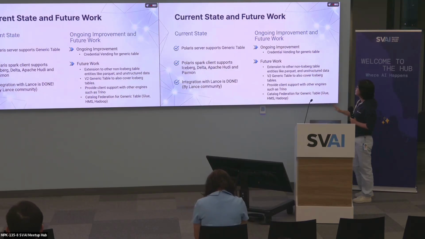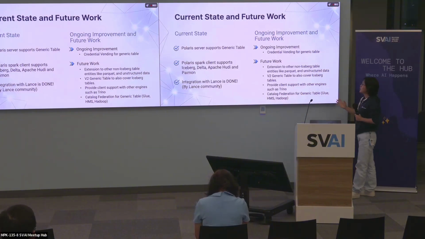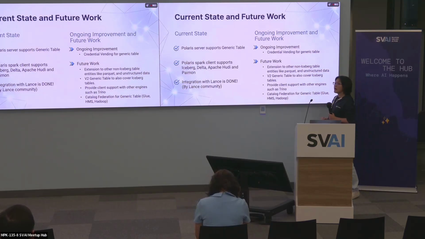One is extension to other non-Iceberg table entities like Parquet or even unstructured data. And we were also talking about V2 generic table. Basically, we are trying to promote the generic table as a catalog of all the catalogs, which can also cover Iceberg tables, not just non-Iceberg tables. If we do this, then the disadvantage I talked about before goes away: as long as the user calls the generic table endpoint, they'll get the whole view of all the data entities in their catalog. They don't have to call different APIs to get the whole view of the data catalog.